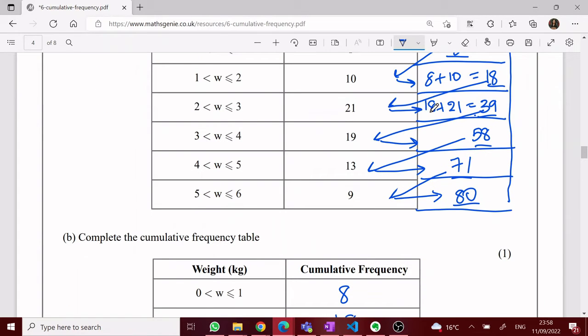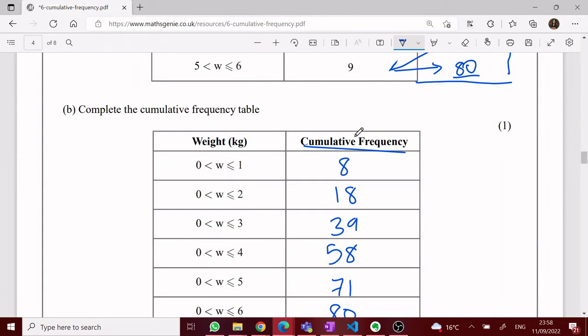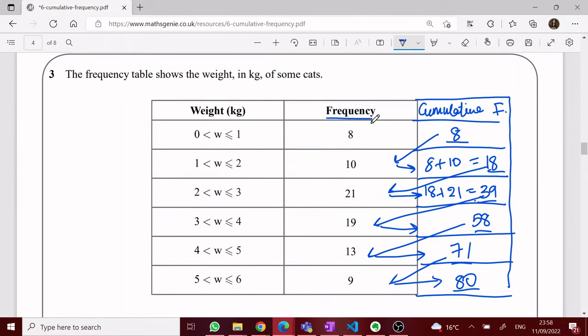Sometimes the question just gives the cumulative frequency, but sometimes they just give the frequency. So it's very important you read the question very carefully, because if they only give you frequency, you need to do this method to find the cumulative. If they give you cumulative, you don't really need to do anything. So be very careful when you read the question. Now that you have the cumulative frequency ready, it's all about plotting it in a graph.